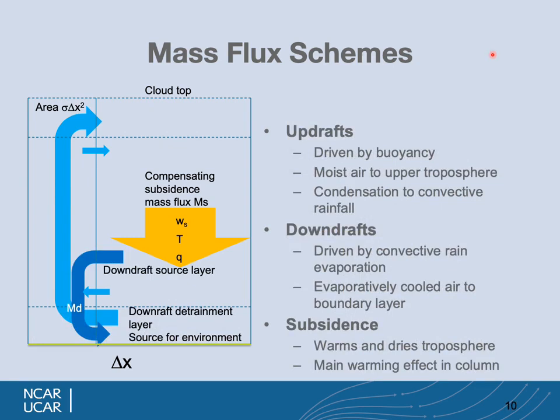This diagram illustrates the downdraft in addition to the updraft. So in summary, the updraft is driven by buoyancy, takes moist air to the upper troposphere, and condensation in the updraft leads to convective rainfall. Downdrafts are driven by convective rain evaporation, and they bring evaporatively cooled air to the boundary layer. Subsidence warms and dries the troposphere, and the main warming effect in the column is the subsidence.